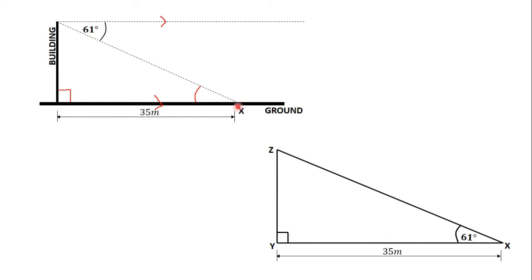Okay, so I'm going to call this point here point X. The question said it's point X, so we have to name it point X. We don't know the names of the others, so I will assume that here is Z and here is Y. We have our right angle here. The distance between this point and this point from the diagram is 35 meters. We need the height of the building. From the diagram here, the height of the building is YZ or ZY. So that is what we have to find.